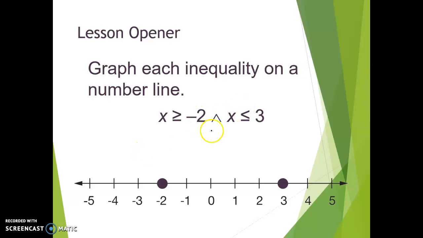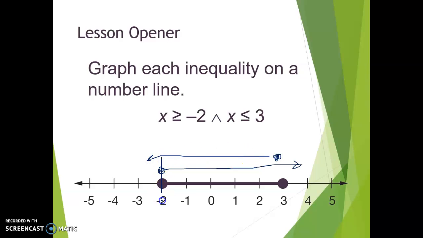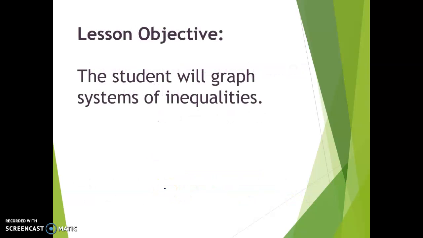When we have a system of equations here, we graph both equations individually. So x is greater than or equal to -2, x is less than or equal to 3, and our answer is the part where our two graphs intersect, in this case between -2 and 3.